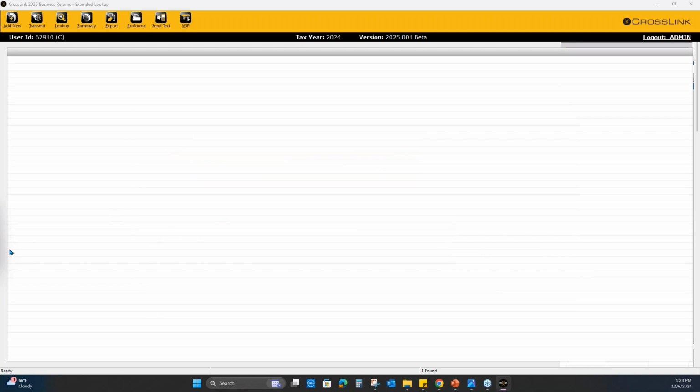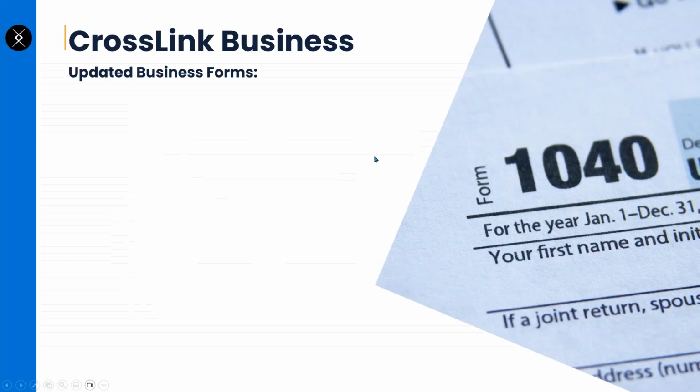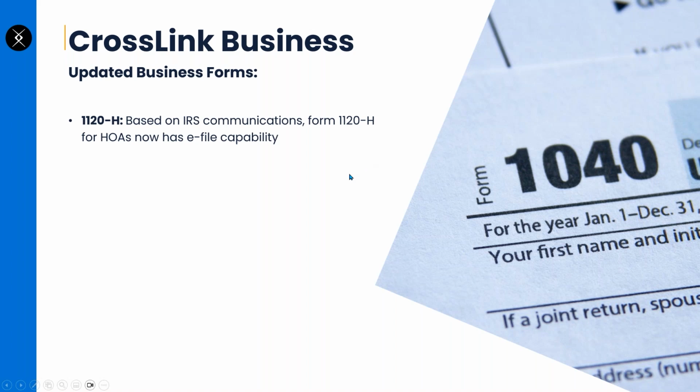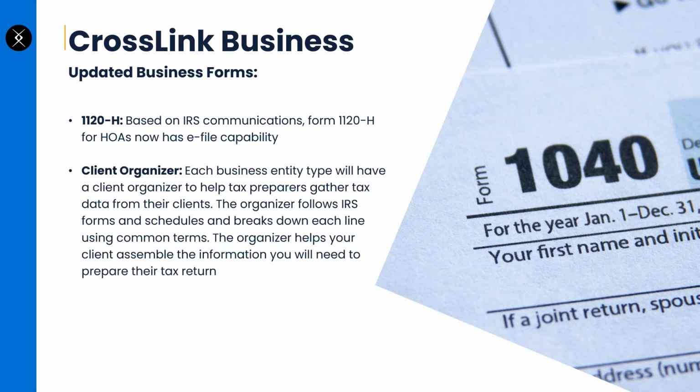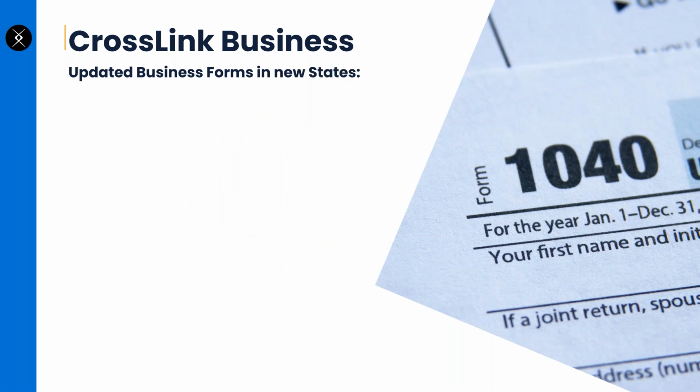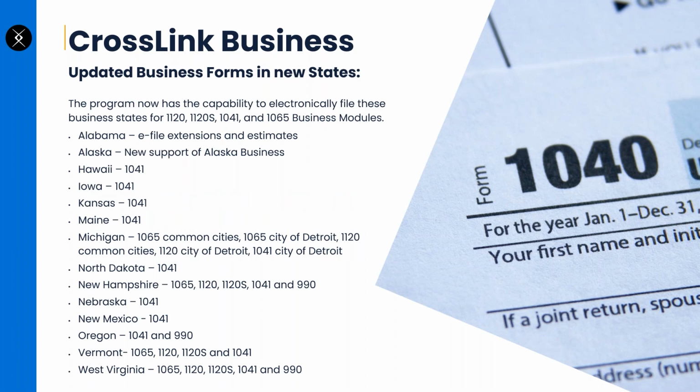And now I will go over some new updated forms. So we have the 1120H that was newly updated to allow for the HOAs to now be able to e-file. So that's a new e-file form. Client organizer, which I had mentioned is now available in all business entities. And we have now expanded our offering to show all of the 47 states that are available.